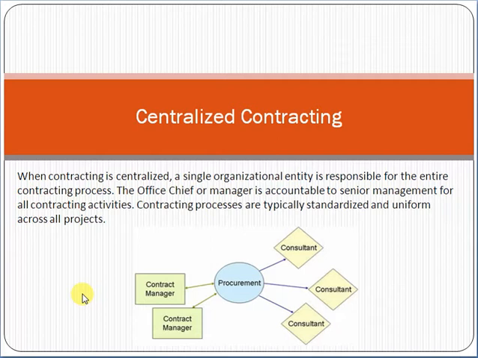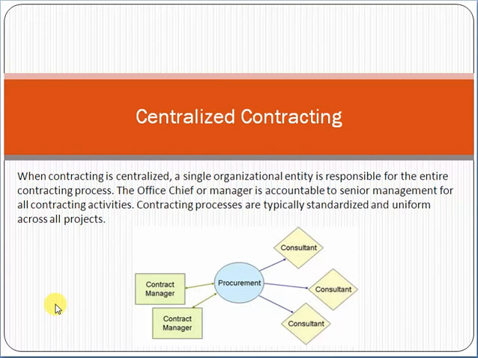However, generally it's centralized. Centralized means a centralized department, a division that is responsible for procurement. So when contracting is centralized, a single organizational entity is responsible for the entire contracting process. The officer, chief, or manager is accountable to senior management for all contracting activities. Contracting processes are typically standardized, uniform across all projects. What does that mean?